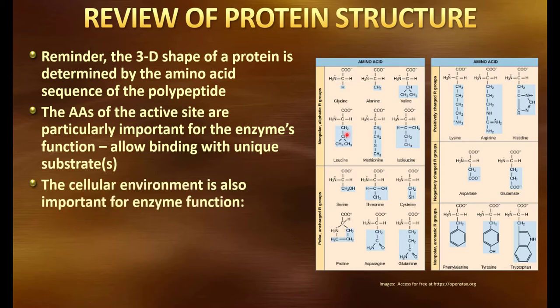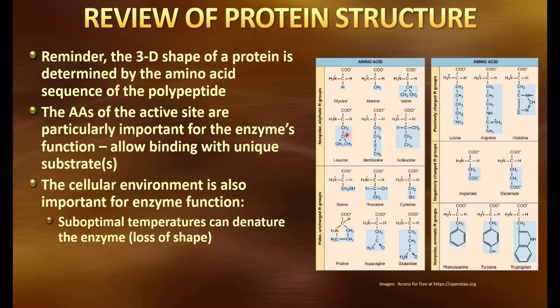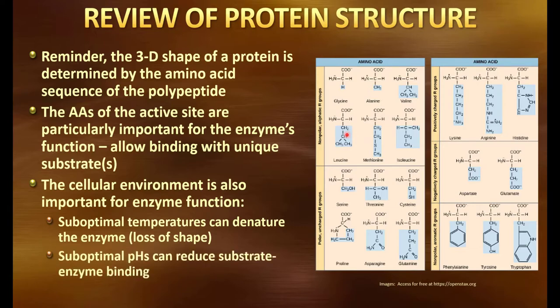The cellular environment is also very important for enzyme function. If we don't have the correct temperature, it can cause the reaction to occur too slowly, or if we have excessive temperatures, it can cause the enzyme to actually change shape, which is known as denaturing. And if the enzyme changes shape, it won't work correctly. The pH also can influence the binding of the enzyme and the substrate to one another and reduce the effectiveness of this enzyme. For enzymes, we typically have an optimal pH and an optimal temperature in which they work best. And if we are outside of that optimal range, they don't work as well.